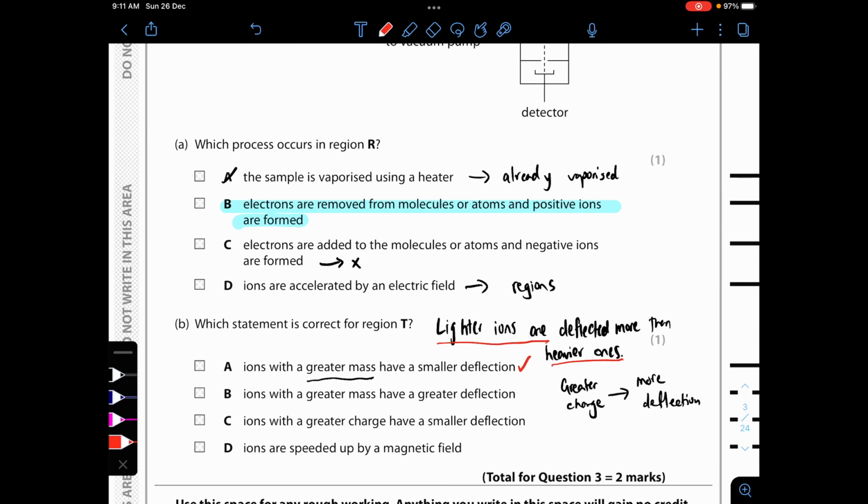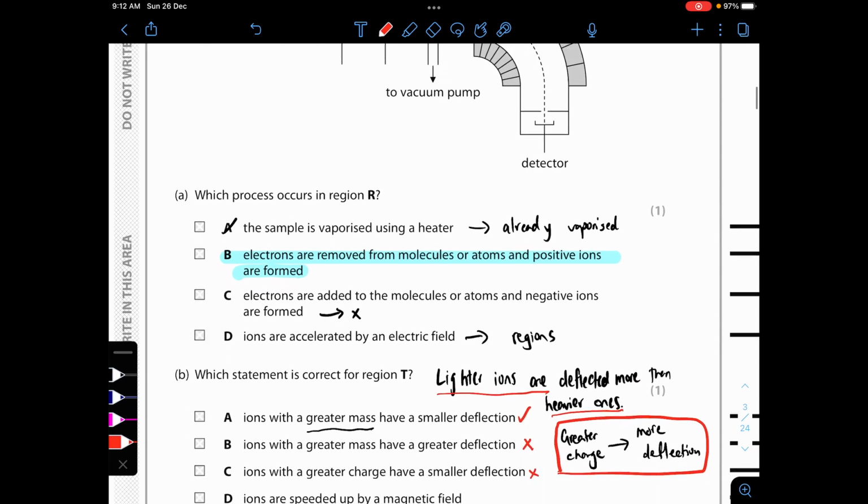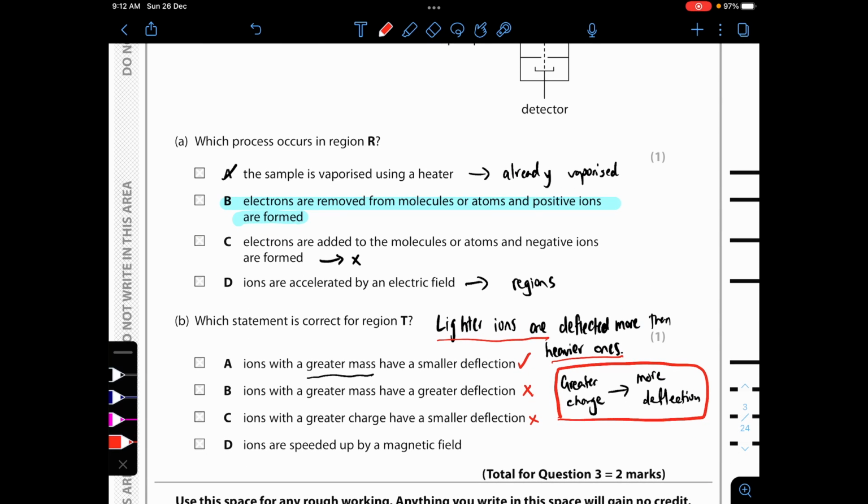Let's look at this. Ions with greater mass have a greater deflection. That's false because we just said it's a smaller deflection. Ions with a greater charge have a smaller deflection. That's false because you can see over here, greater charge, more deflection. So that's false. Ions are speeded up by a magnetic field. That is region S, not region T. So our final answer is A.